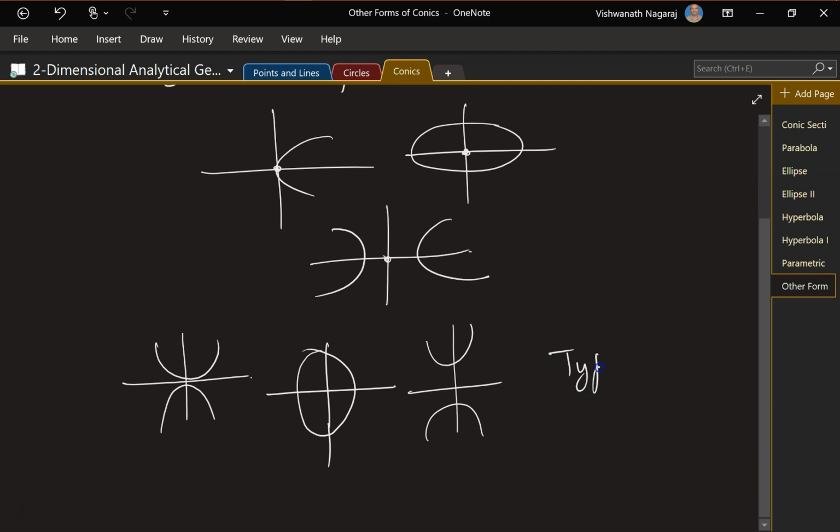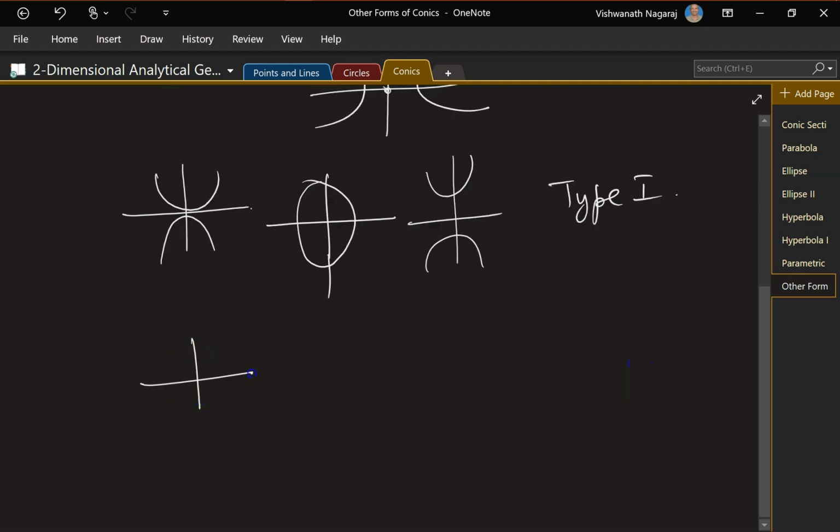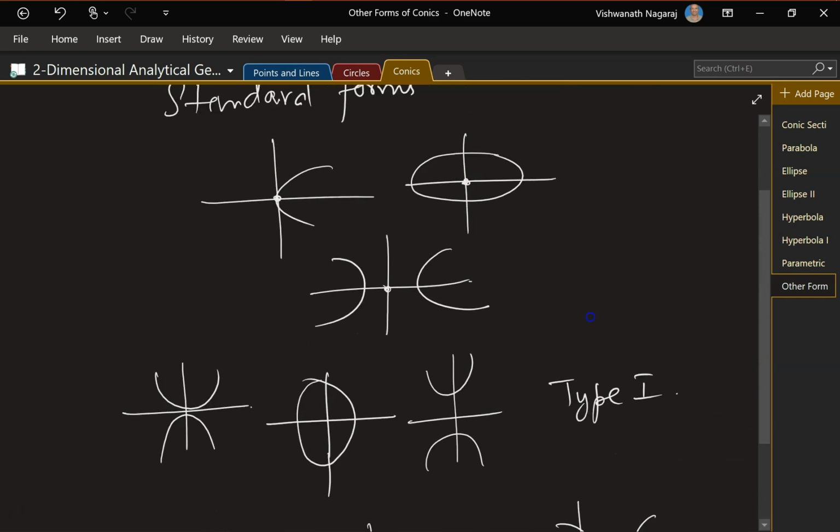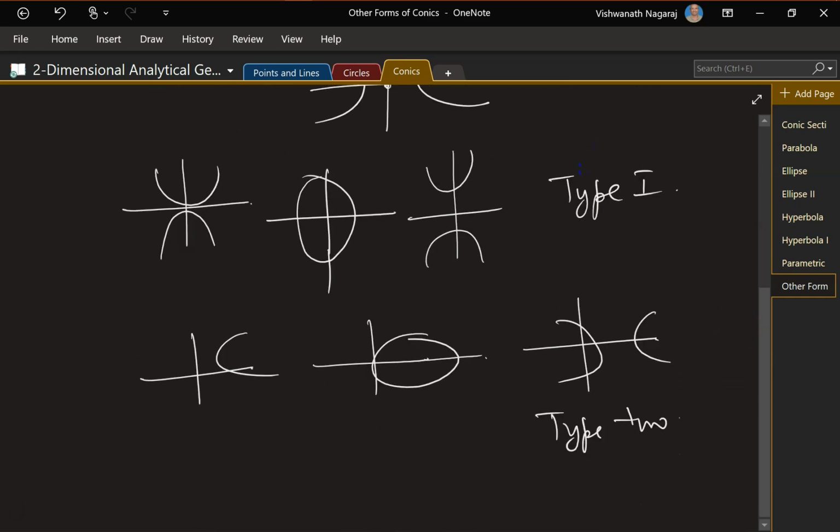And this is called type 1. Then you have type 2, similar to the standard ones, but the origin doesn't come into the picture. For example, it could be like this, a parabola, and a hyperbola. This is type 2. So the difference between the standard and type 2 is that the graph is shifted away from the origin.